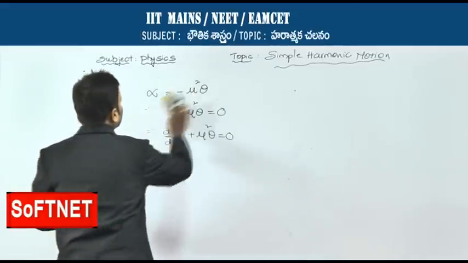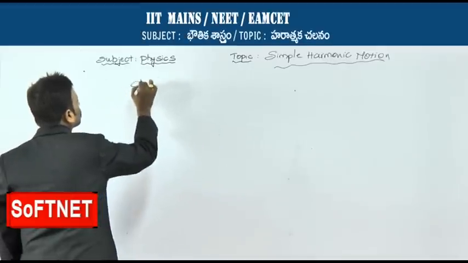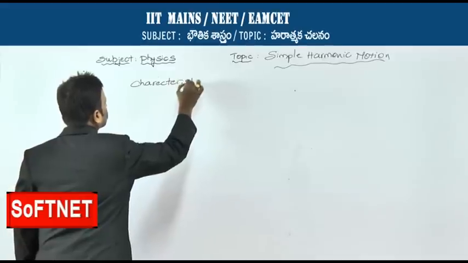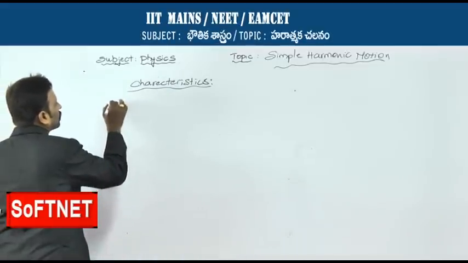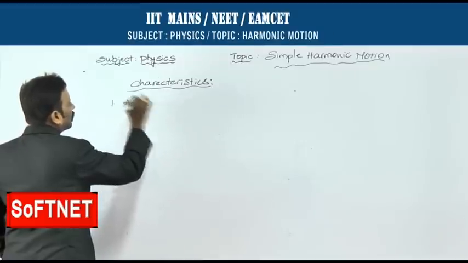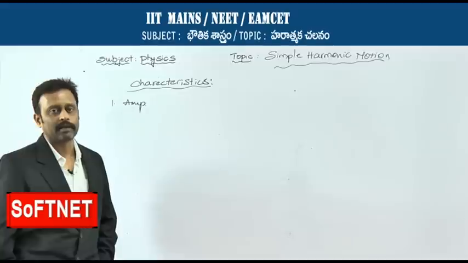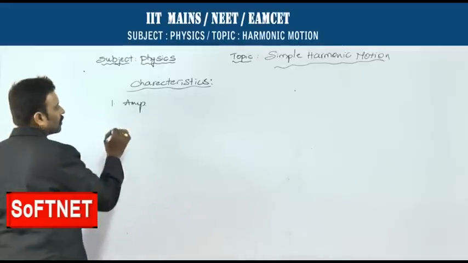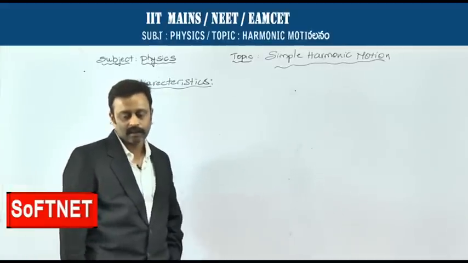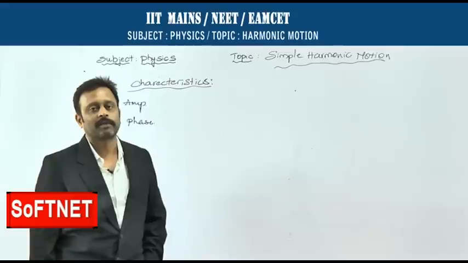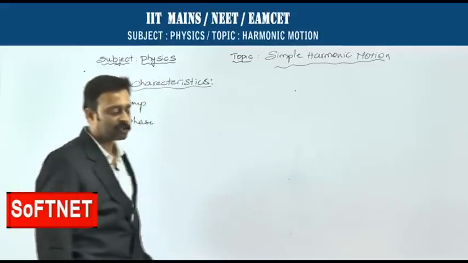Next, the characteristic properties of a body executing simple harmonic motion. First, amplitude. Amplitude is defined as the maximum displacement of a particle about its mean position. Next characteristic, phase. Phase is that which explains the state of vibration of a particle about its mean position. State of vibration of a particle about its mean position is called its phase.